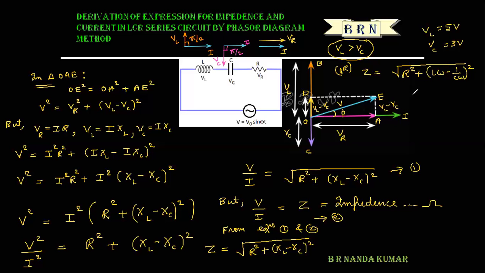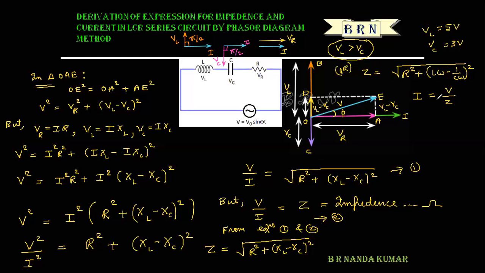Okay, so the instantaneous current flowing through the LCR series circuit, that is I is equal to V by Z. What is the value of Z? Z is the root of R square plus (XL minus XC) whole square. So if VL is more than VC, actually this is our assumption, then the impedance is the square root of R square plus (XL minus XC) whole square. Suppose VC is more than VL, then the impedance is root of R square plus (XC minus XL) whole square.